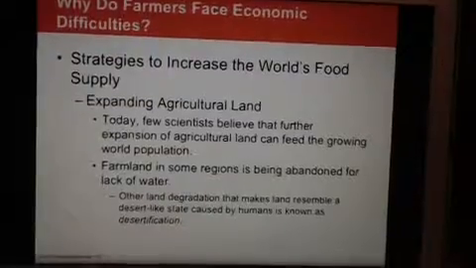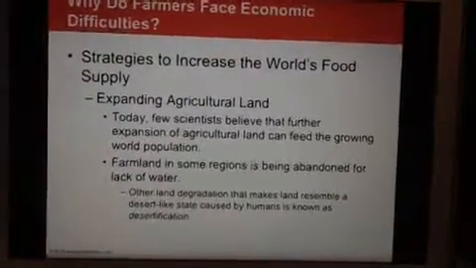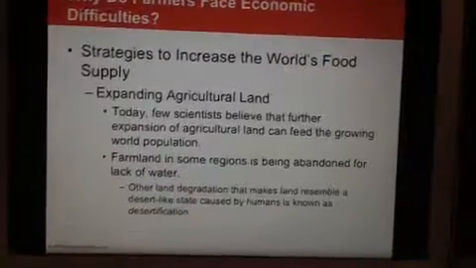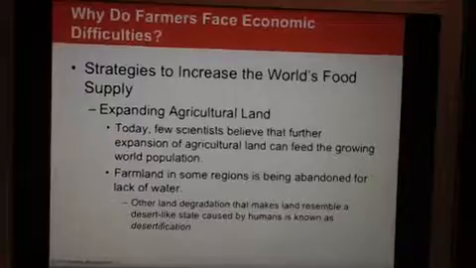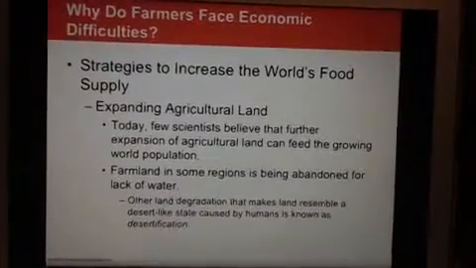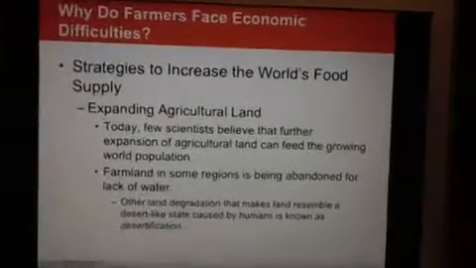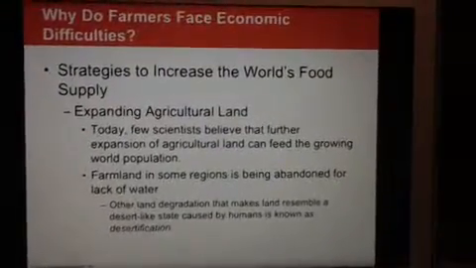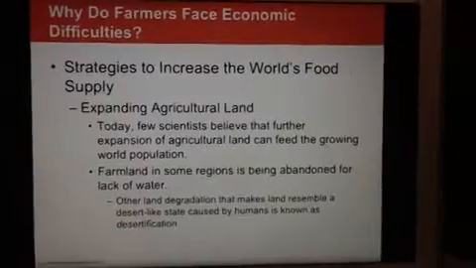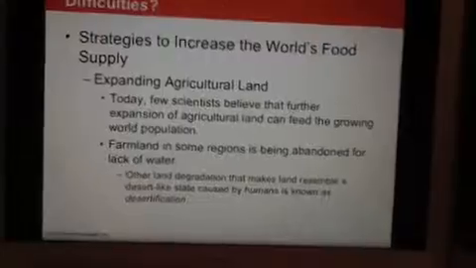Strategies to increase the world's food supply. So first of all, they can expand agricultural land. Today, few scientists believe that further expansion of agricultural land can feed the growing world population. Farmland in some regions is being abandoned for lack of water. So there's not enough water to irrigate and to provide water for more land for farming.